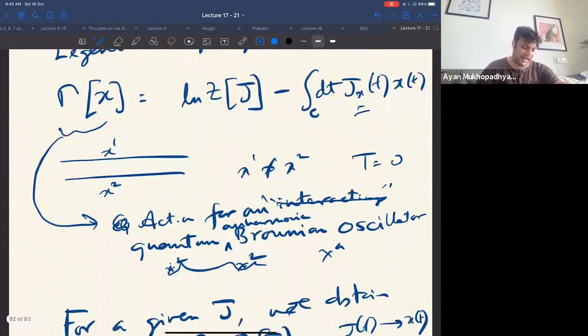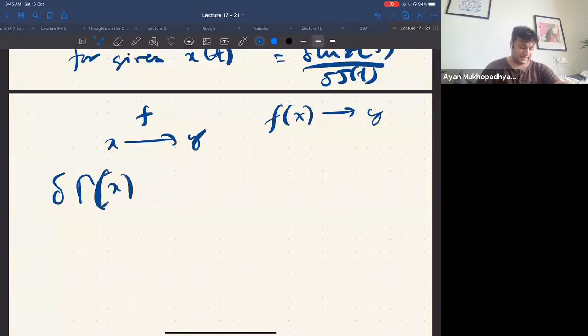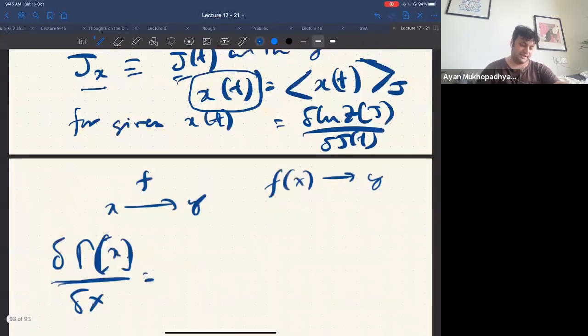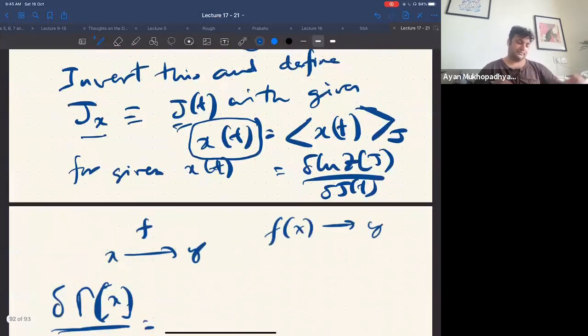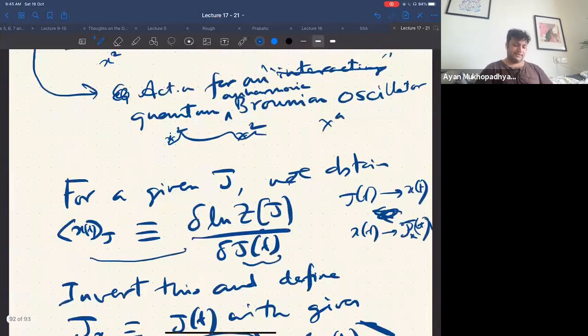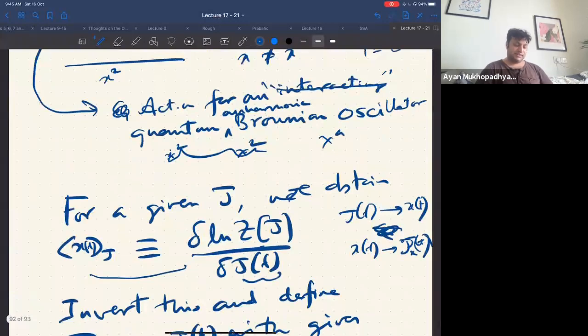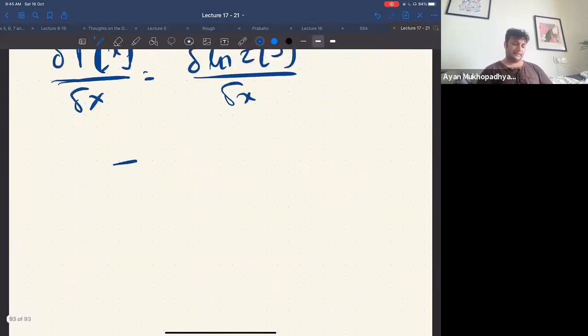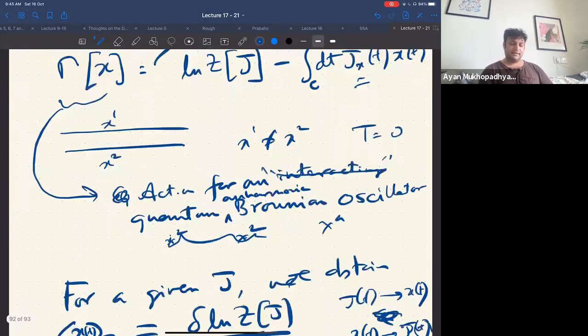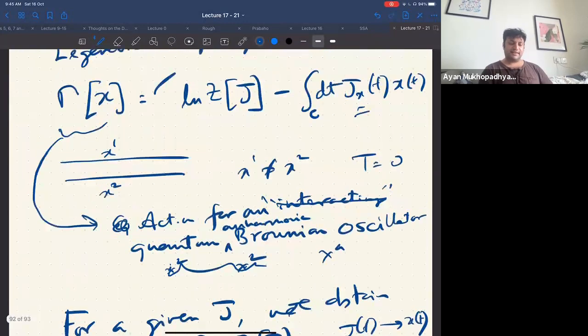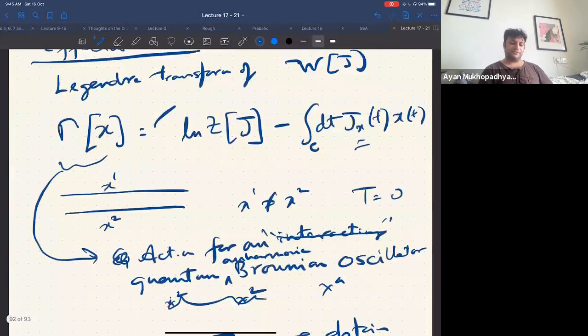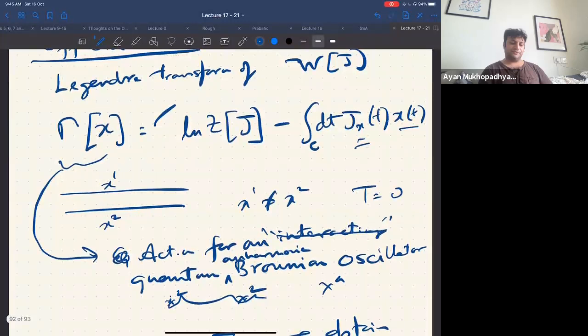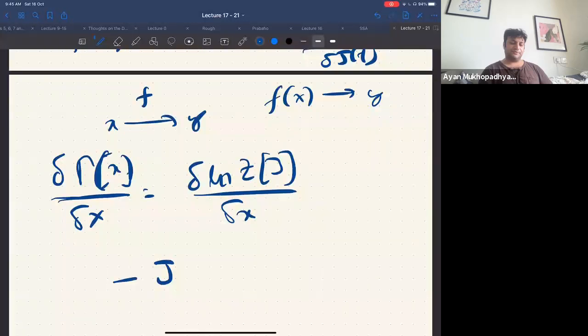Okay, so then let us see what happens if I do delta Gamma[x] over delta x. I have to take a functional differentiation here, and here. So first I should functionally differentiate delta log Z[J] over delta x, and then minus, here I should differentiate x of t, which gives delta(t minus t prime), and this minus of J of t.